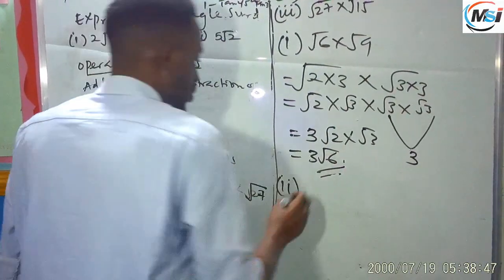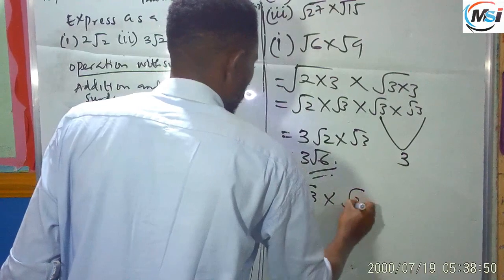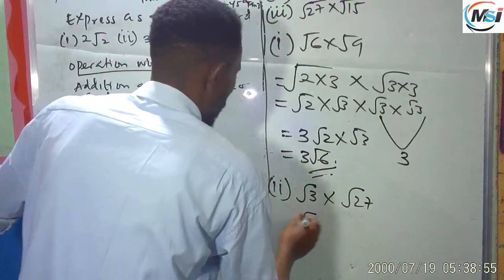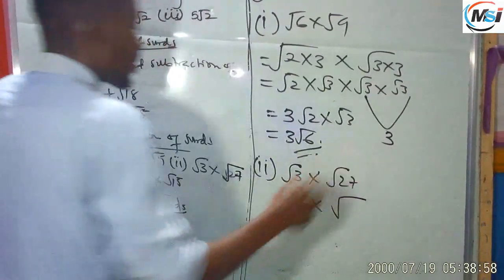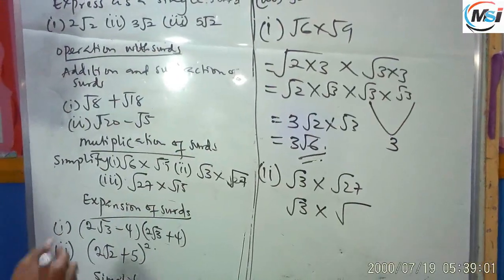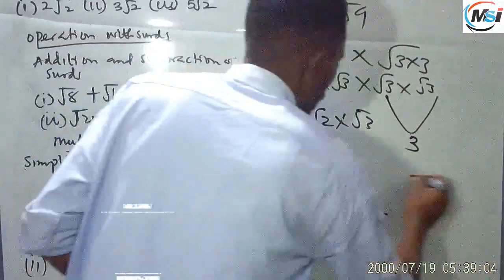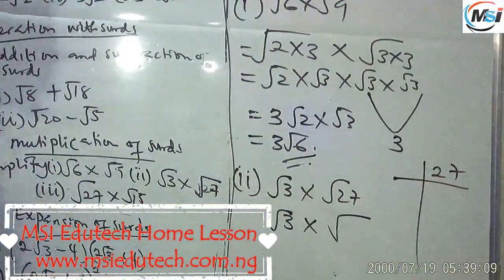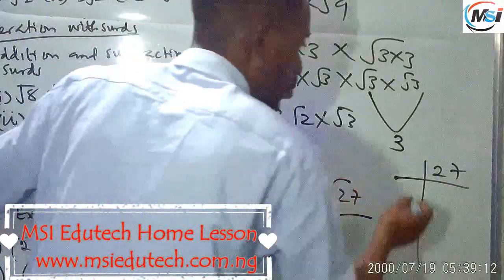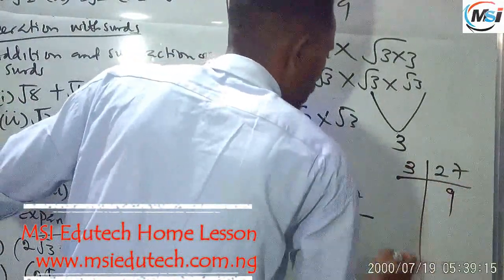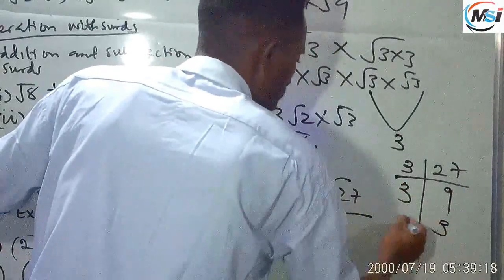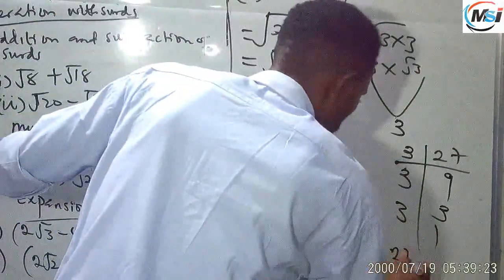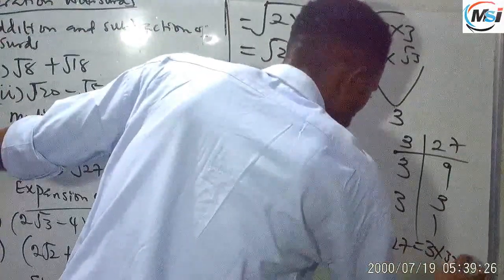Roman figure 2, you have root 3 times root 27. Root 3 cannot be simplified more than this, but root 27 can be simplified. Okay, let's find the factors of 27. What can go? 3 can go into 27 to be 9. Then 3 can go into 9 to be 3. And 3 can go into 3 to be 1. So this is wonderful. That means to get 27, you have to have 3 times 3 times 3.